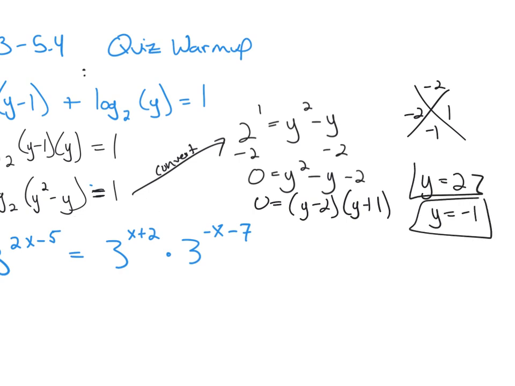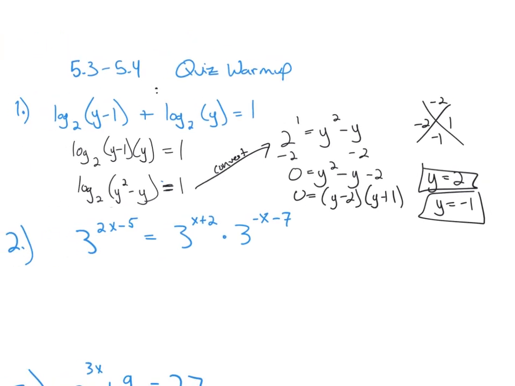Just remember, you always want to go back and check these solutions in the original logarithm. So if we plug these back in, which of those solutions would not be good? The negative 1, right? Because it would cause this value here to be negative as well as that value there to be negative. So you cannot take logarithms of negative numbers. Any questions over that first one?